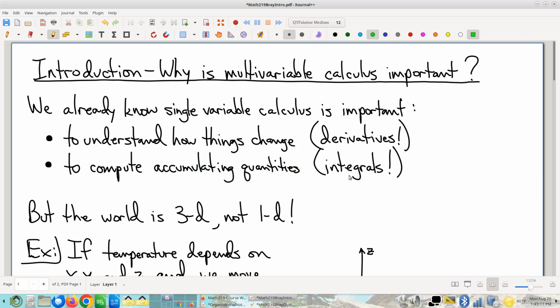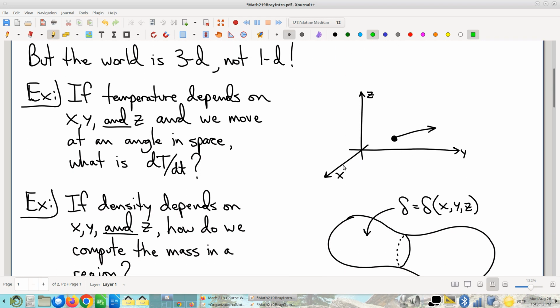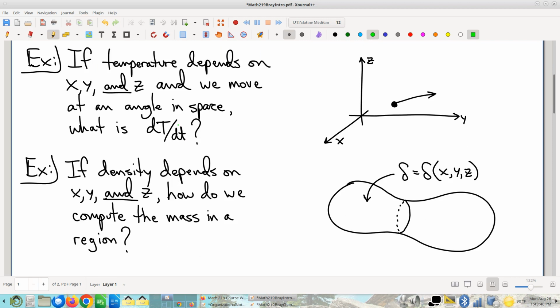So let's address, though, the obvious nagging point here that the world is 3-dimensional, not 1-dimensional. Right? So if you think about it, one variable is not going to do a good job in general of addressing a 3-dimensional world. And frankly, that's just one example of why we need multivariable calculus. There is much more, and I'm going to show you an example that I'm alluding to here in just a moment. So first, some easy, obvious, low-hanging fruit examples.